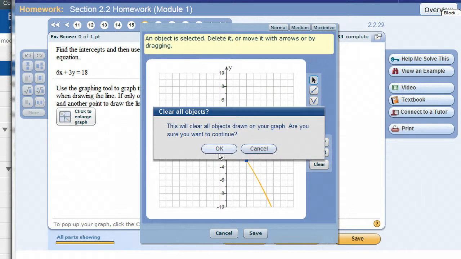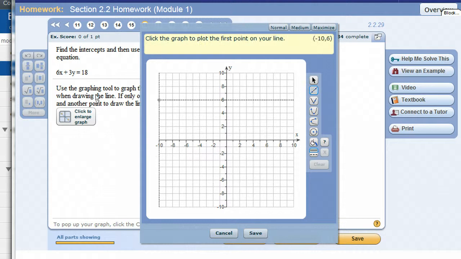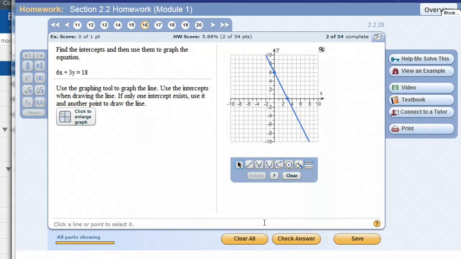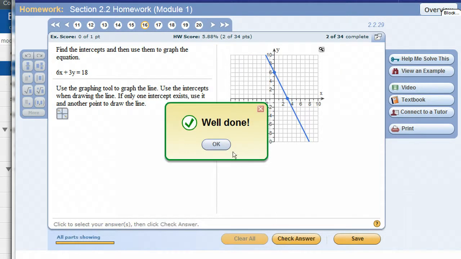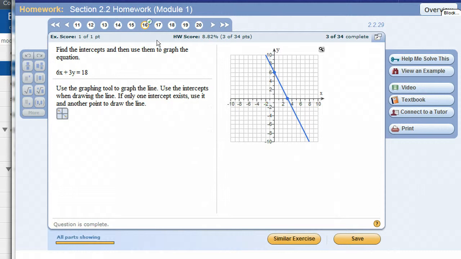But what we want here is a line. I said our y-intercept is going to be 6, and our x-intercept is 3, so I believe this will be the correct answer. We'll click Save, and we'll click Check Answer, and notice, well done. So we got it correct.